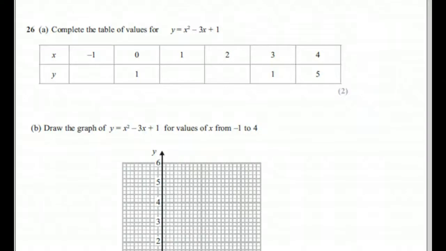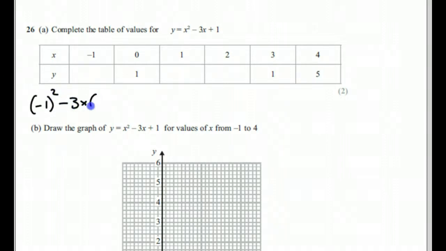This is question 26 from the Methods paper, June 2012, and we're asked to complete a table for a quadratic, and then once we've done that, we're going to plot the graph. So we need to substitute values of -1, 1 and 2 into the equation at the top. It's a calculator paper, so in order to work out y, you need to put in place of the x a bracket with the number you're substituting in.